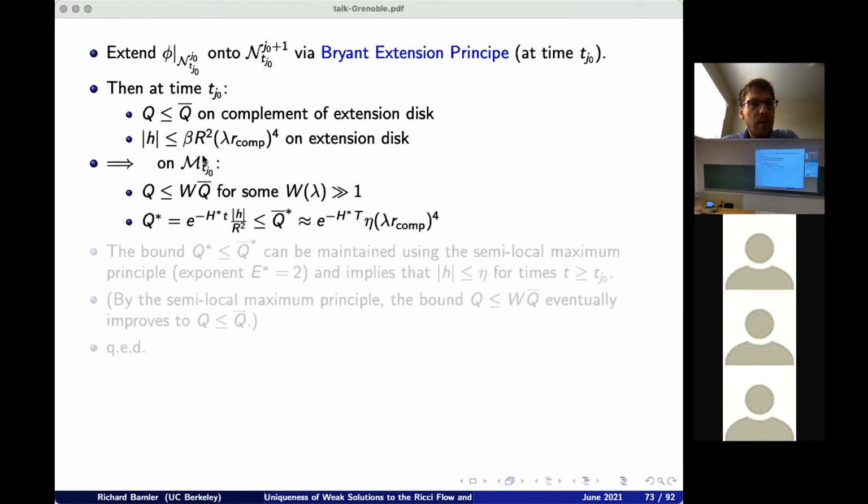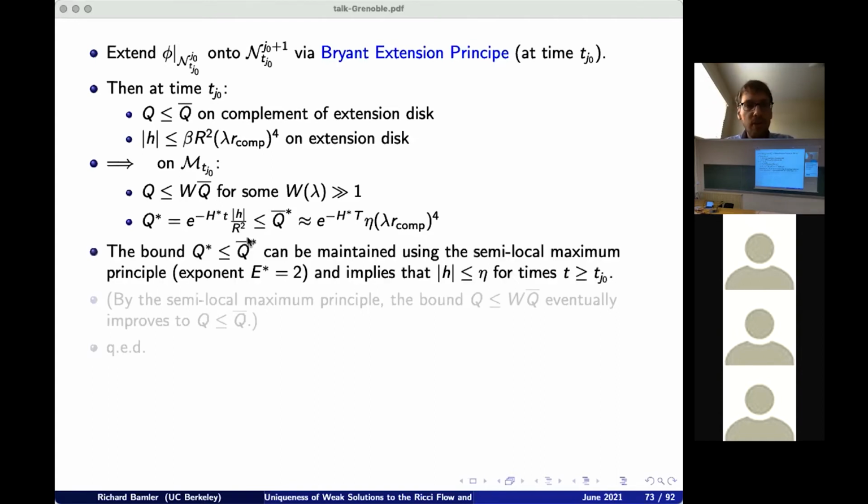And the other bound will imply that on the extension disk, we can essentially rewrite this bound as a bound on some quantity, which I'll call Q star. And Q star is essentially defined in the same way, only that the exponent now is 2 instead of E. So I just divide by R squared, and I get a good bound of this form on the extension disk. And this bound is much stronger than a bound with a smaller exponent. So this bound here will imply a bound of this form. As long as I'm above scale R comp, the bound on Q will imply the bound on Q star. So I have this Q star bound.